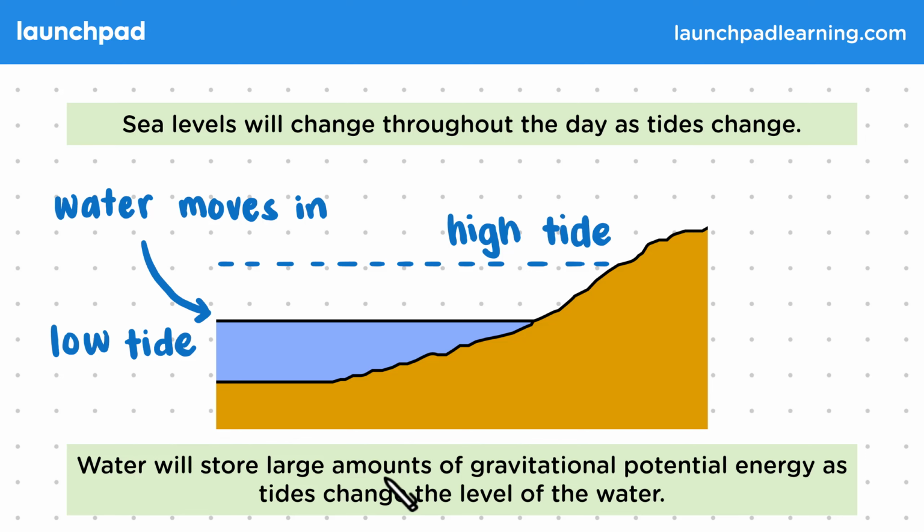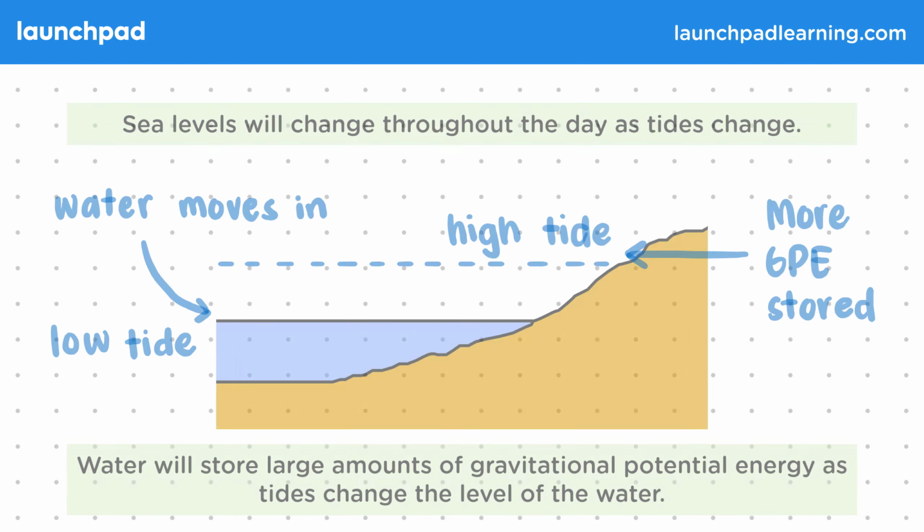Water will store large amounts of gravitational potential energy as tides change the level of the water. So water carries a lot of gravitational potential energy at high tide after work's been done on it by gravity from the sun and the moon. Remember that GPE stands for gravitational potential energy. So is there a way that we can use this gravitational potential energy?